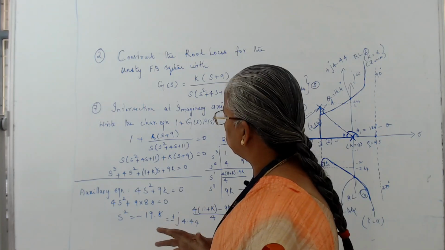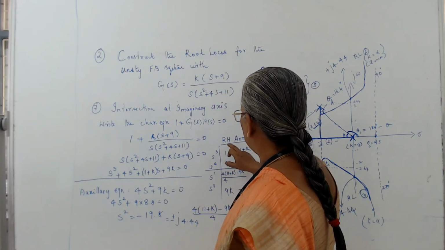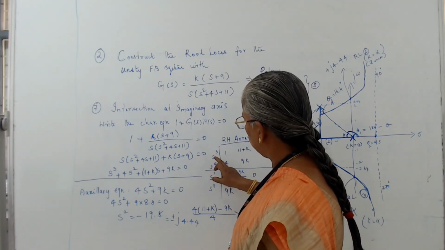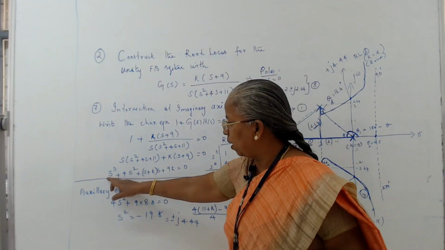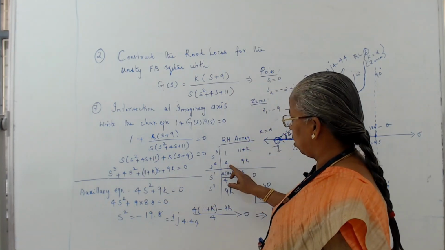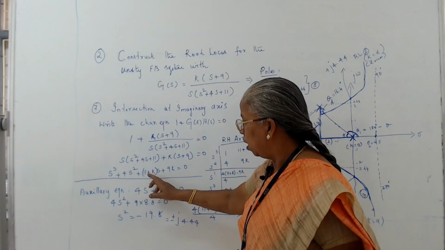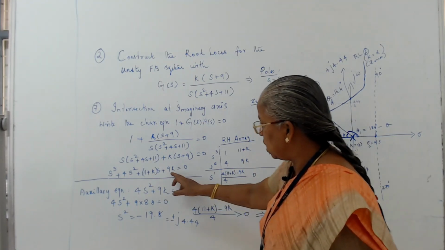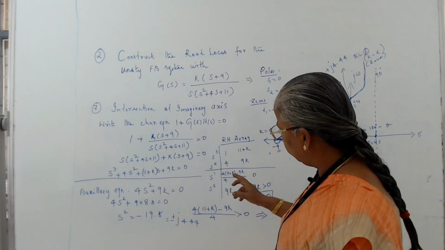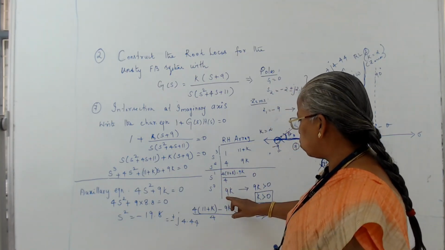So I need to construct a Routh array, right? So now I need to construct the Routh-Hurwitz array, where I need to plot s cube, s2, s1, s to the 0. So the magnitude is 1 and 4. So 1 and 4 here, so you need to substitute like this, and then 11 plus k and 9, 11 plus k and 9. Okay. So this is 9k. Then you need to calculate the respective rows.